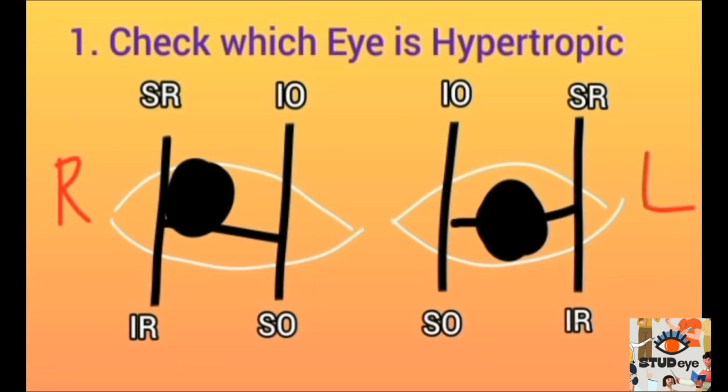Now the first step states that we have to check hypertropia in the primary position. When the eyes are straight and the patient is sitting in the primary position, you have to see which eye is hypertropic. Hypertropic means the eye is above the normal level, right? So you have to observe which eye is hypertropic. In this picture you can see that the right eye is hypertropic and the left eye is slightly depressed as compared to the right one. So we have to note that this eye is hypertropic in the first step.